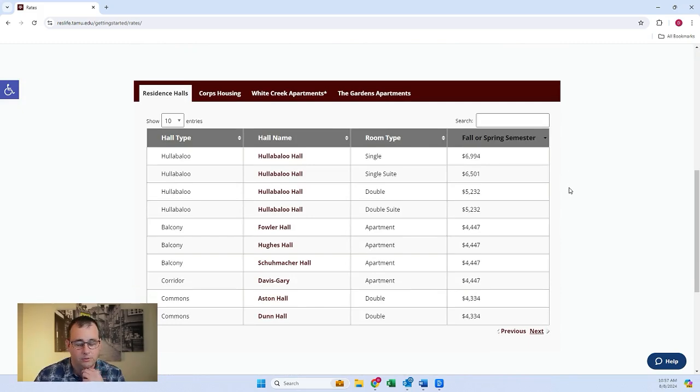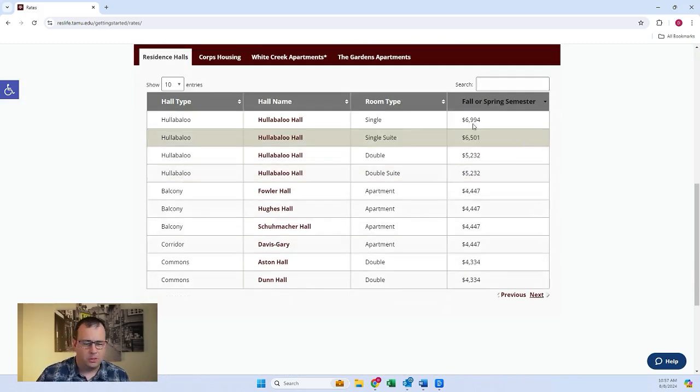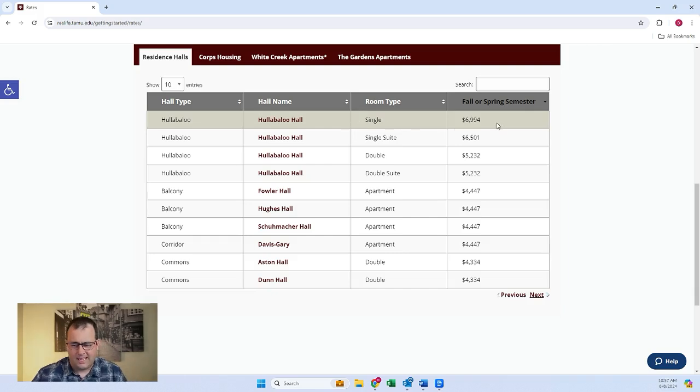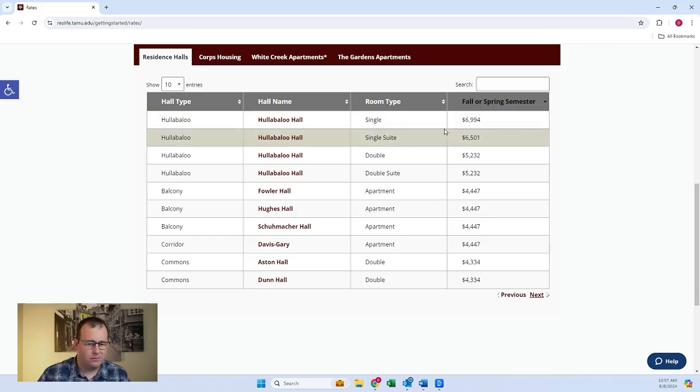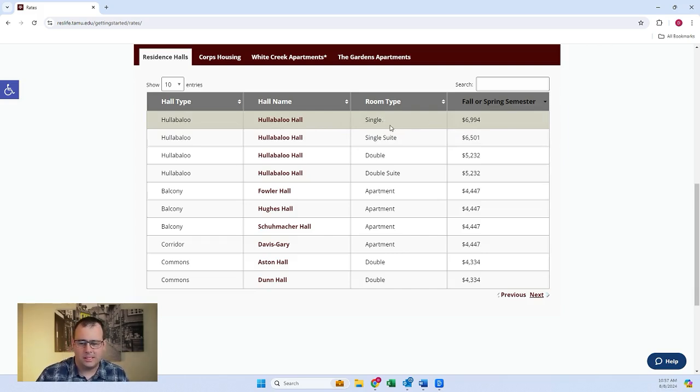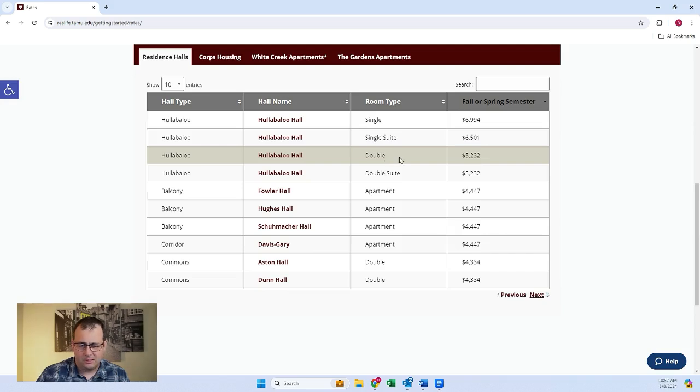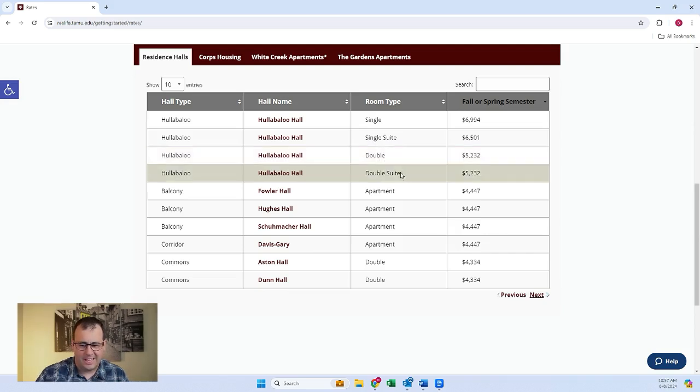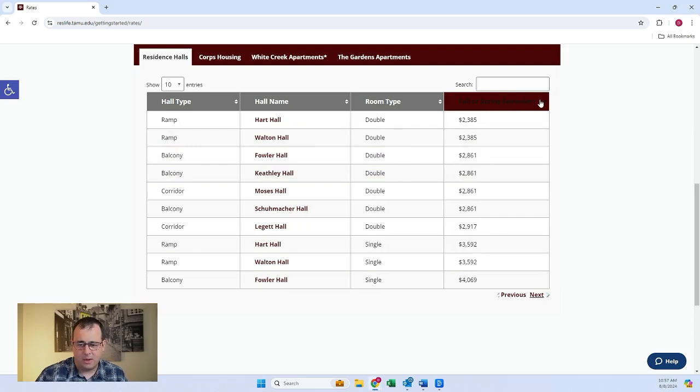Well, for this current year, you can see the prices are as high as almost $7,000 for the most expensive of the dorms having a single occupancy. It's a little bit less for a double occupancy, but it's not half. And then let's flip it around and look at the cheapest. Here at Hart Hall, if you do a double occupancy, you're at $2,400. And that's per semester.